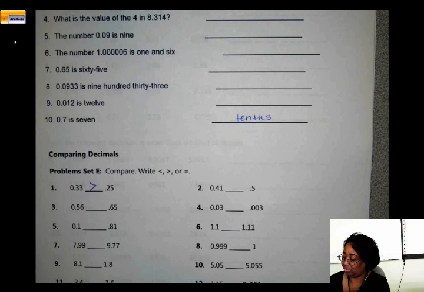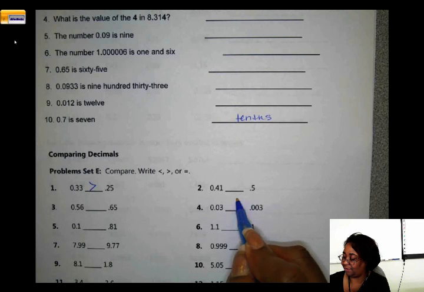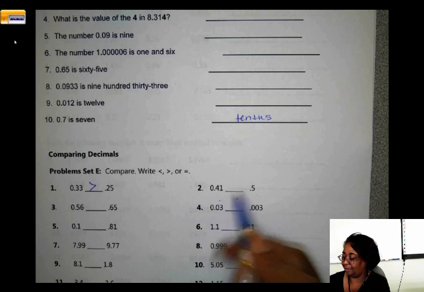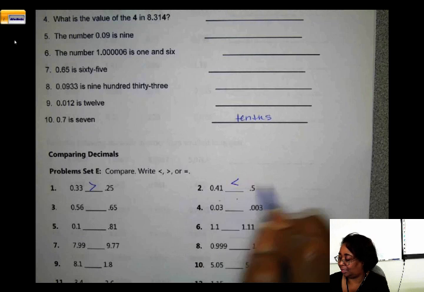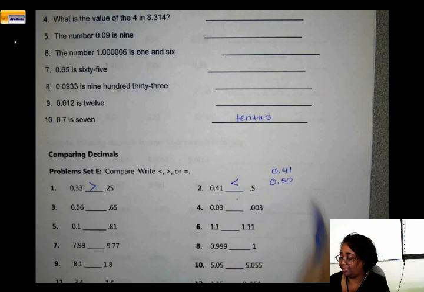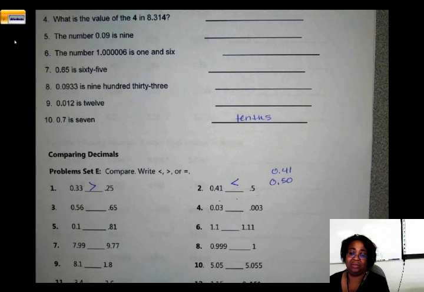0.33 is greater than 0.25. On number 2, what symbol should I have? Left, right. No, less than. 0.41 is less than 0.50, okay? You set those up vertically and then compare them, okay? So you guys can finish that one out.